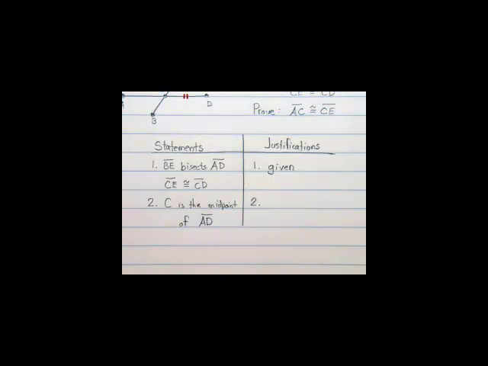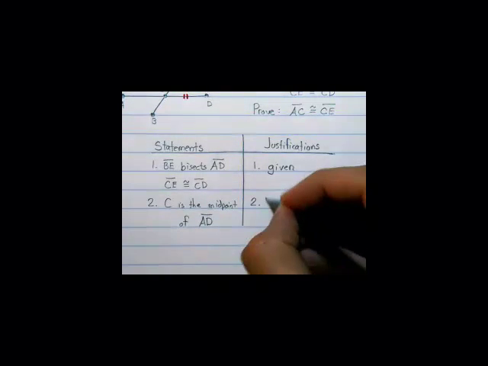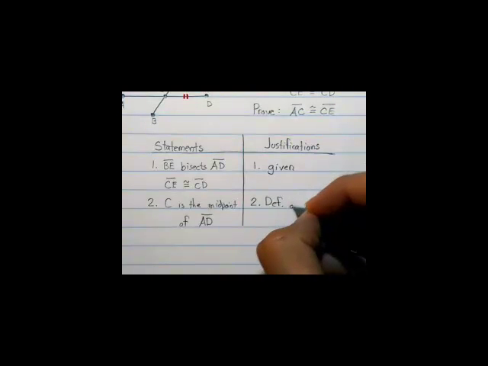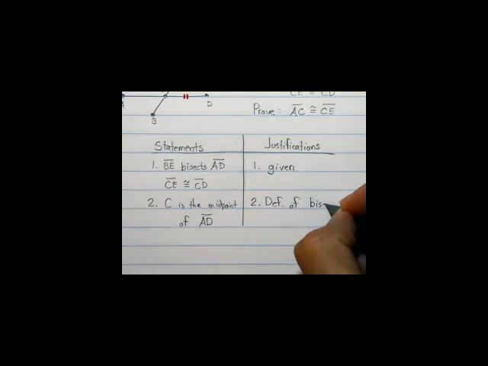Okay, so you're using there what it means to be a bisector, right? I've just used the definition of a bisector. The definition of a bisector is something that crosses a segment at its midpoint, right? So my justification would be definition of a bisector. Okay, so the logic's going to keep going like this.